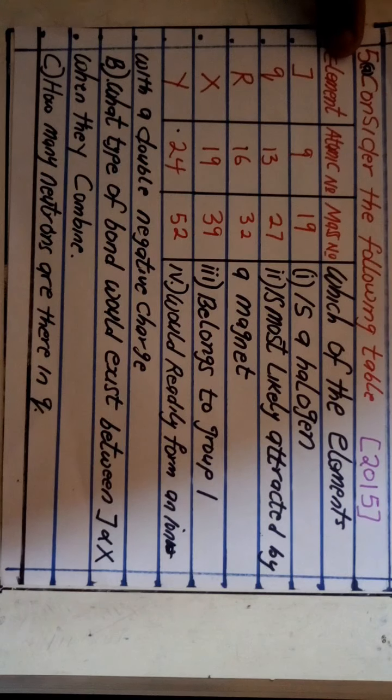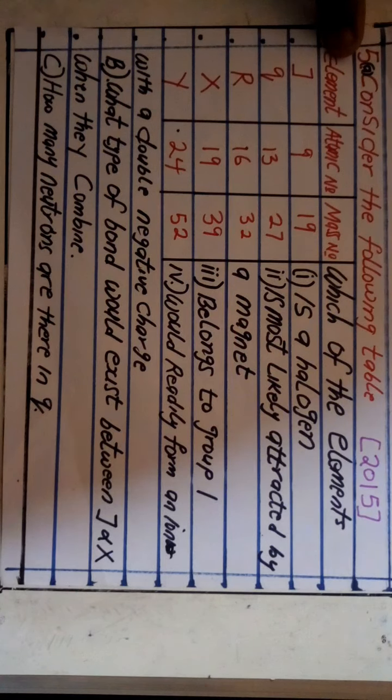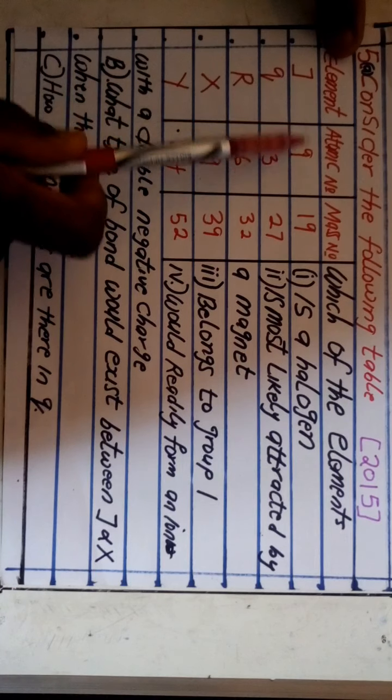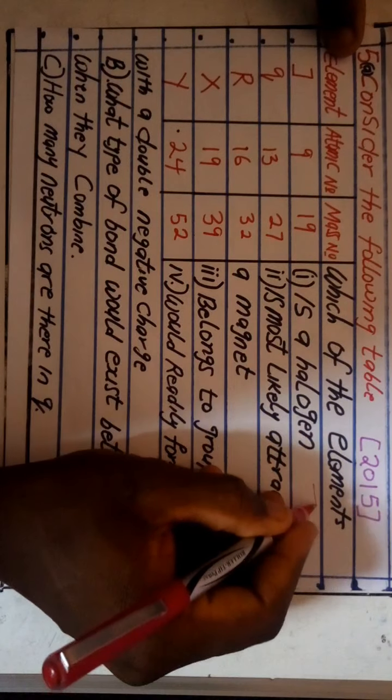Which of the elements is a halogen? Of course, we have been doing halogens. The one that is a halogen would be J, which is fluorine. I'm going to put J here. This is the halogen.